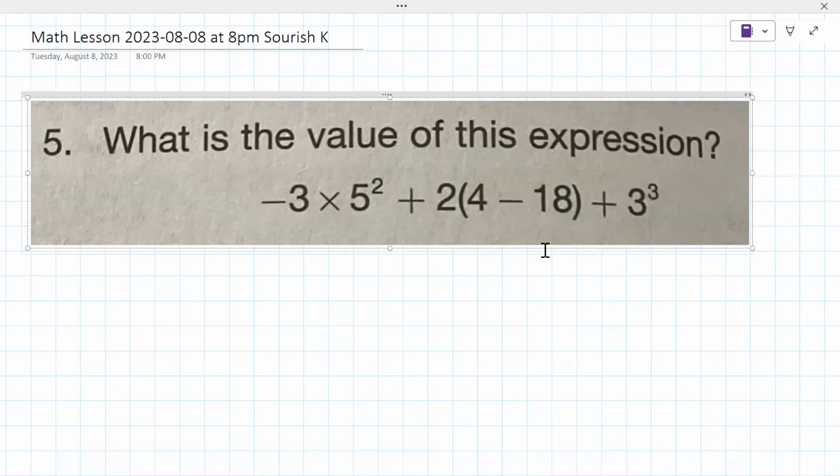School year for your Algebra 2 class. What is the value of this expression? What is the value of that expression? Yep, and you're welcome to use a calculator, whatever you would like. Let me know what you come up with. And if you have questions, of course, please ask. Okay.